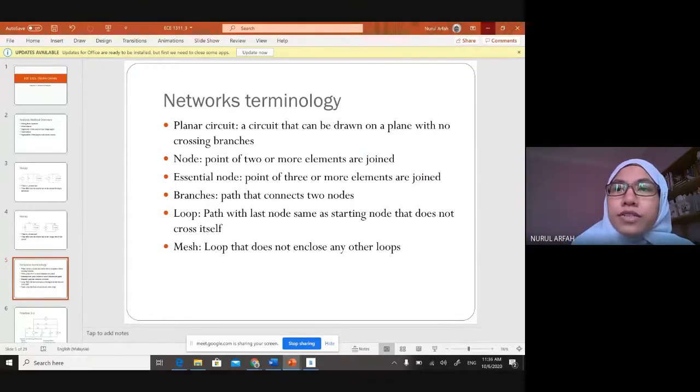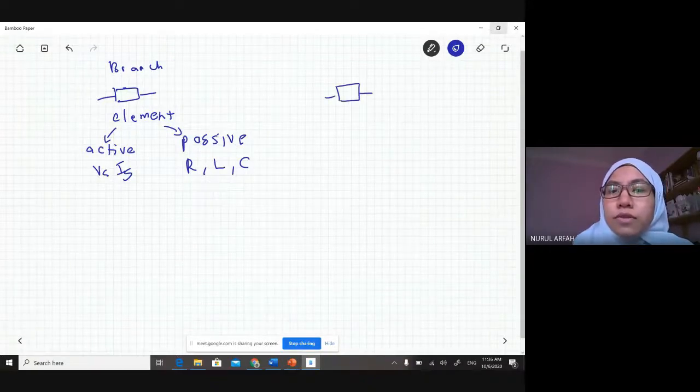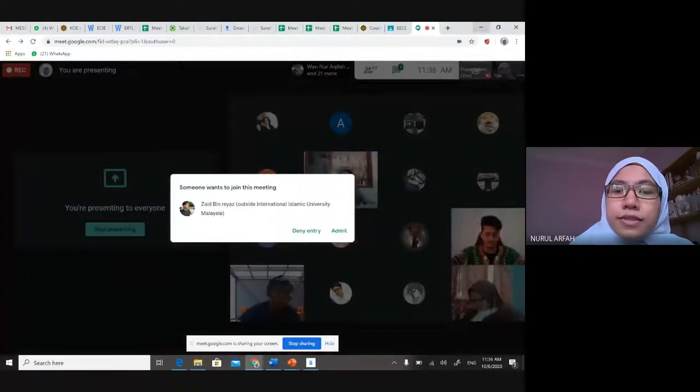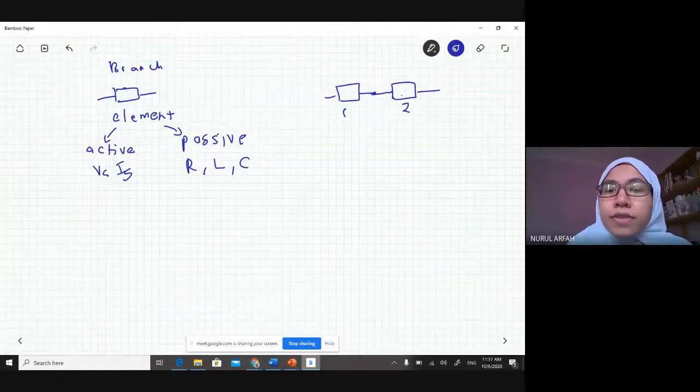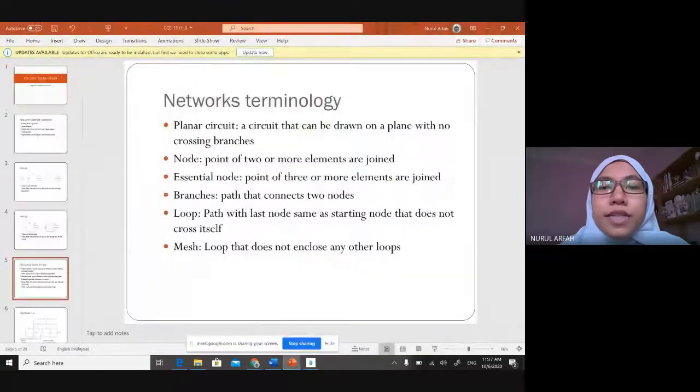A node. What is a node? A node is when you have two elements or two branches. This is one branch, this is another branch, right? So if you have two branches connected in series, side by side like this, we say that we have one node. You can always refer to your slide. A node is when you have two or more elements joined, connected together.